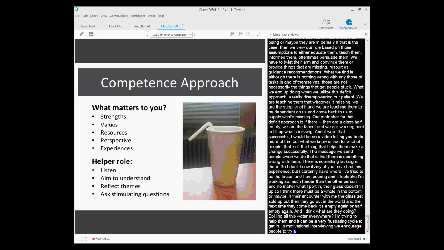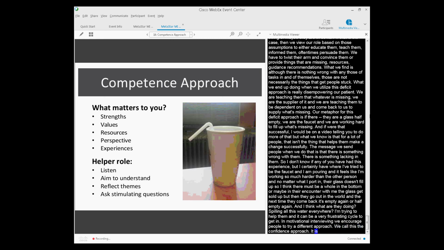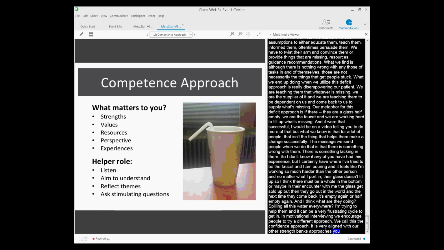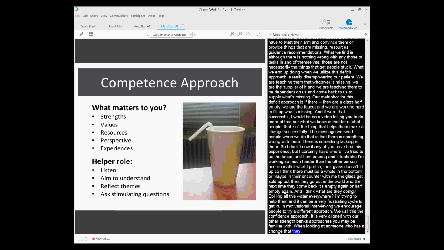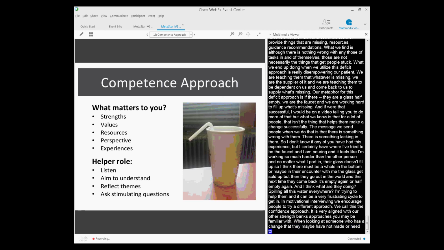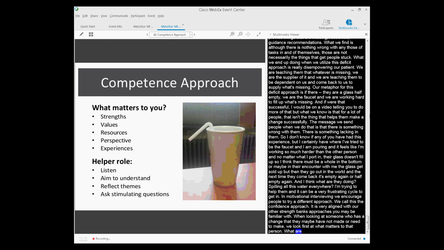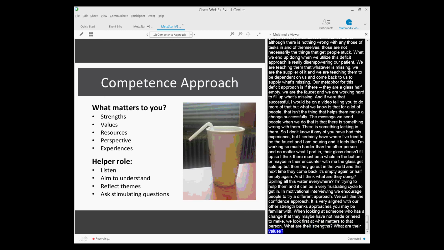So we call this the competence approach. It's very aligned with our other strengths-based approaches that you may be familiar with. But when looking at someone who has a change that they maybe haven't made or need to make, we look first at what matters to that person. What are their strengths? What are their values? What resources can they bring to bear? What experiences have they had that can inform their efforts? What's their perspective on this whole situation?